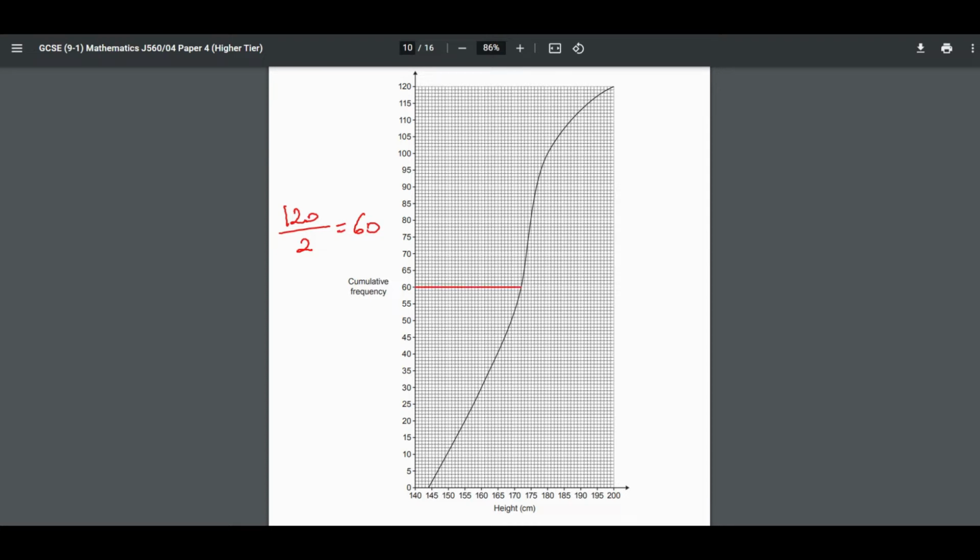You'll then draw a cross from 60 to where the graph is, and then down from where it touches the graph to where the heights are. And if you take a look at where this is, this should give you 172 as the answer. So the median is 172 centimeters.